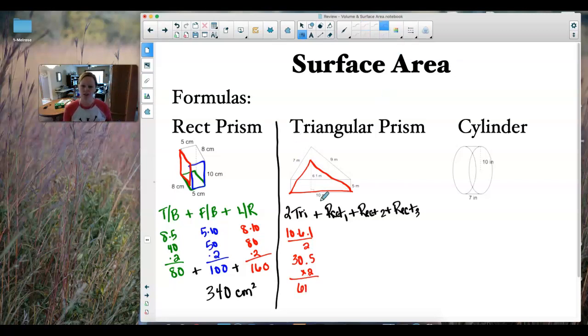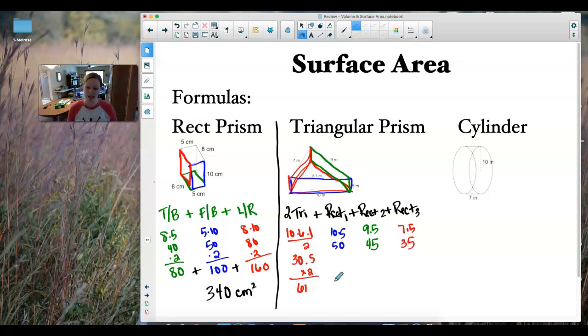Okay, then I'm going to call rectangle 1 this front rectangle. To find the rectangle, we have to do 10 times 5, which is 50. And then let's do rectangle 2. Let's go with this one back here. And that would be 9 times 5, which is 45. And then finally, the last rectangle is over here on this side. And that's 7 times 5, which is 35.